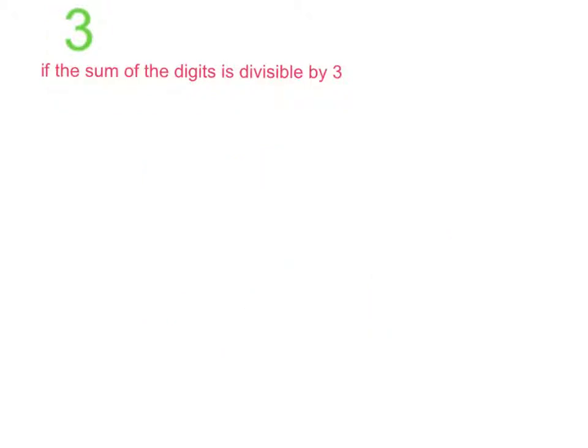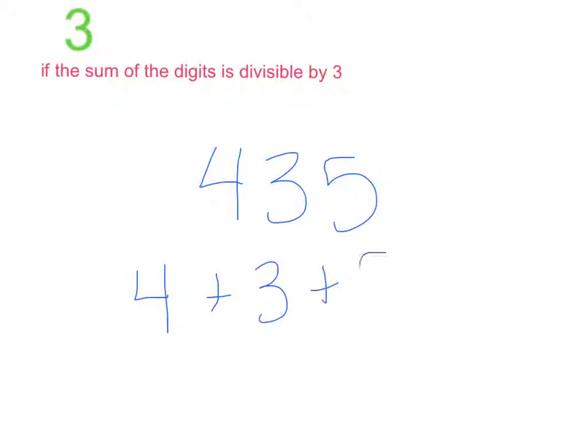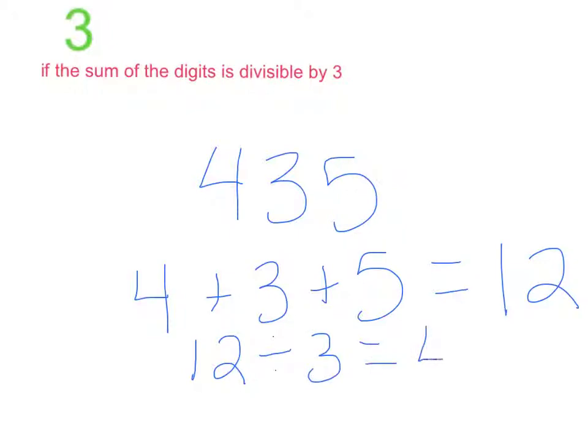Let's try another example. If we have the number 435, is it divisible by 3? We've got to do the steps. 4 plus 3 plus 5. Let's see. 4 plus 3 is 7. 7 plus 5 is 12. Is 12 divisible by 3 evenly? 12 divided by 3 equals 4. So yes, 435 is divisible by 3.